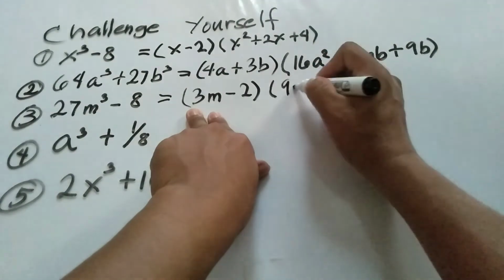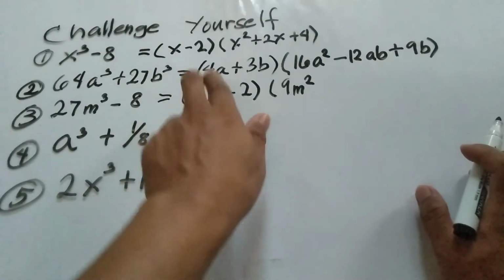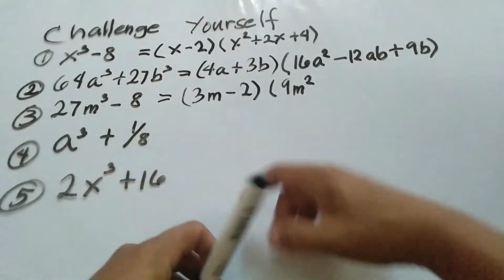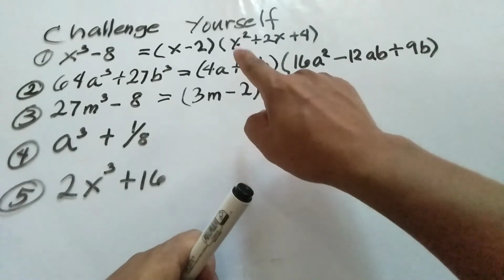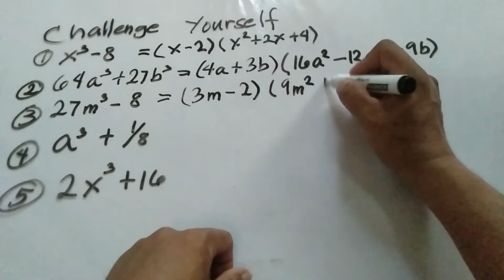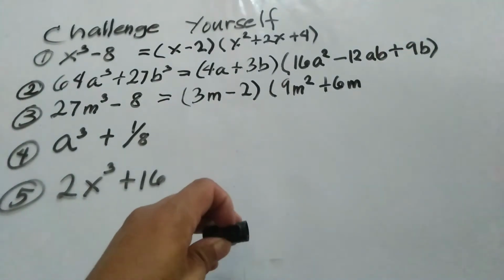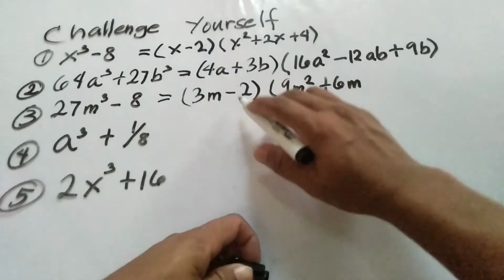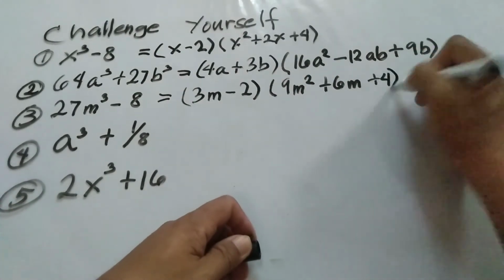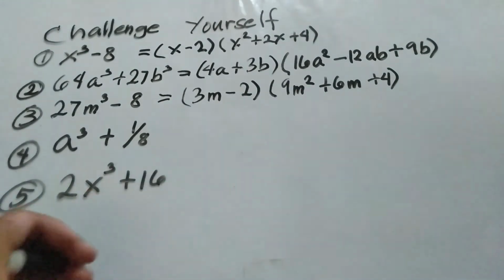We have 9m squared. Next, for the middle term, first term times second term times negative 1. What's the answer? First term times negative, second term times negative 1. We have positive 6m. Okay, tama. And then, square the last term. We have negative 2 squared. We have plus 4. And that's it for our number 3.